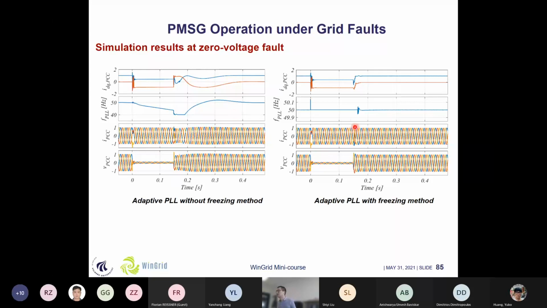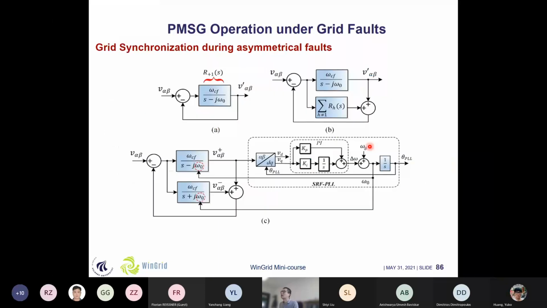And here, if we use this freezing method, then we can see that even under this zero voltage ride-through, we still know the PLL information, like the frequency of the grid. In this way, we can provide the required current as we need it. And once this voltage is back to normal, the converters can switch back again to active power and reactive power control as in the previous condition.